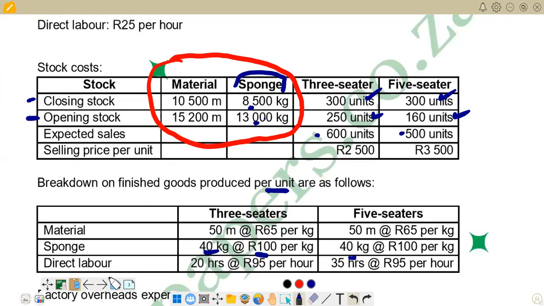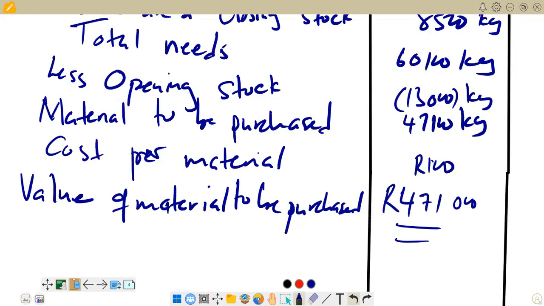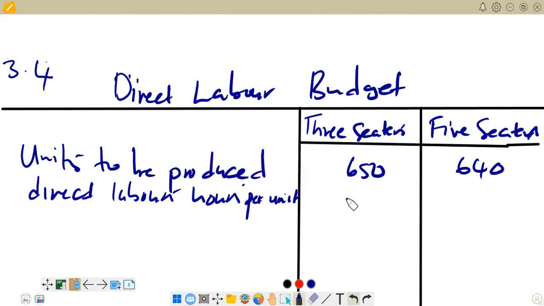For direct labor hours per unit, let's see. Direct labor is here. For 3-seaters, we have got 20 hours, and for 5-seaters, we have got 35 hours. Very important. Then we go back to enter those figures: 20 and 35. So here we have got 20 hours, and here we've got 35 hours. So this is what we have.